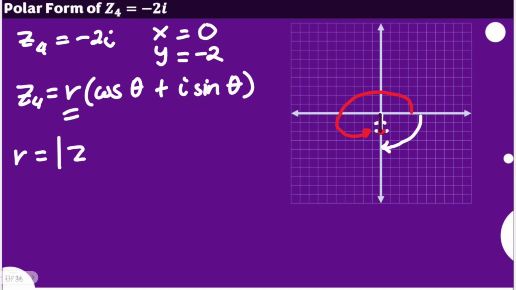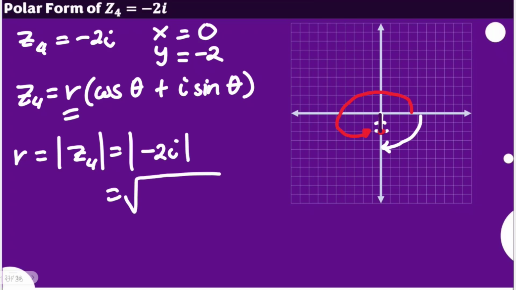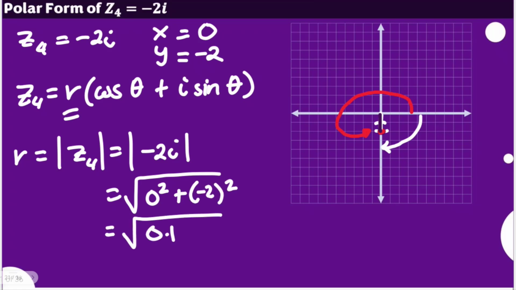It's actually the modulus of z sub 4, or the modulus of the entire form, minus 2i, which corresponds to the square root of the sum of the squares of the coefficients. Since there's no x, we have 0 squared plus negative 2 squared. You will get the square root of 0 plus 4, the square root of 4, or you will get 2. This is the modulus or the length of our r here. In this case, we can now substitute that in this manner.